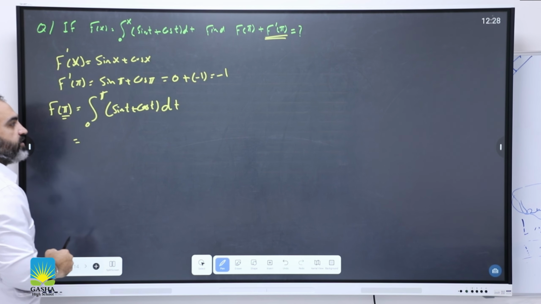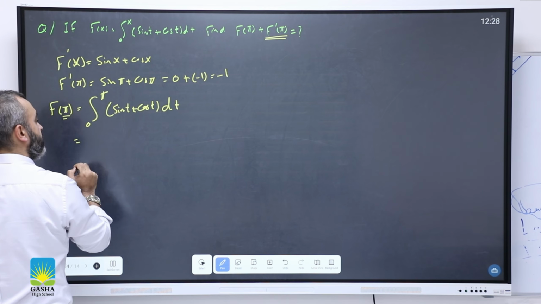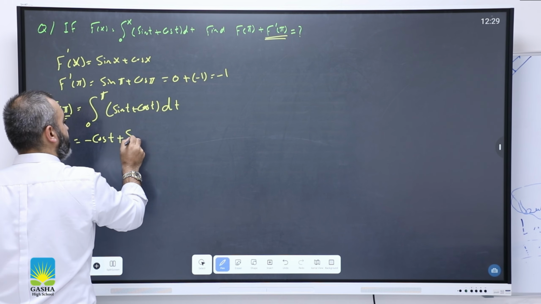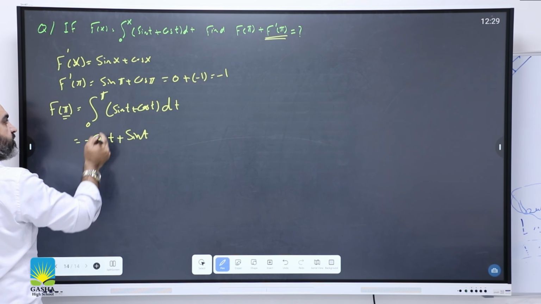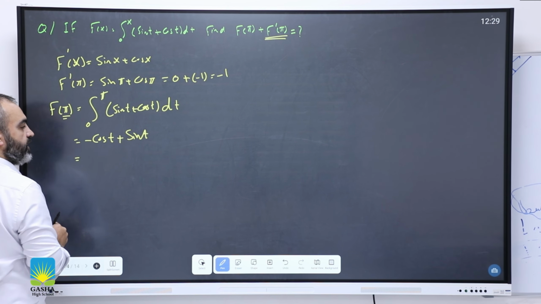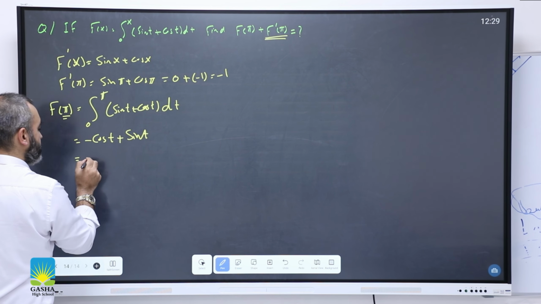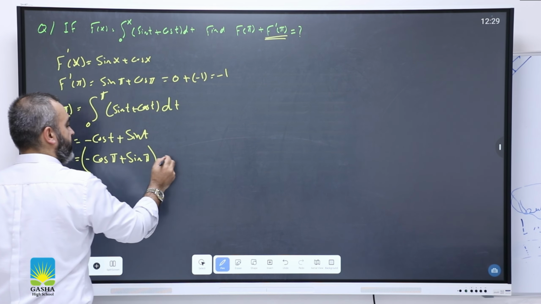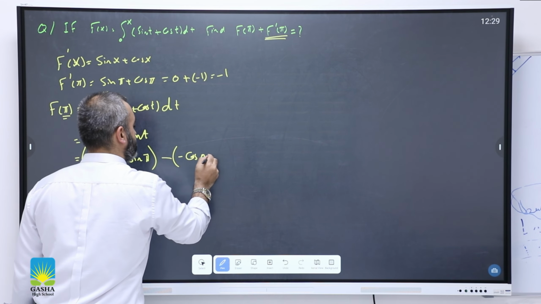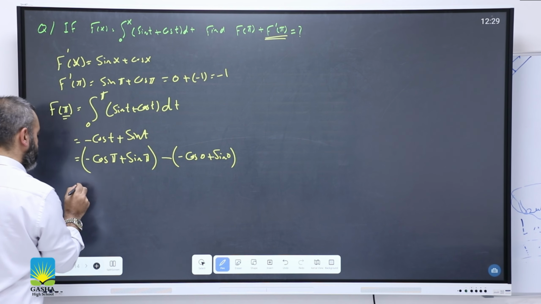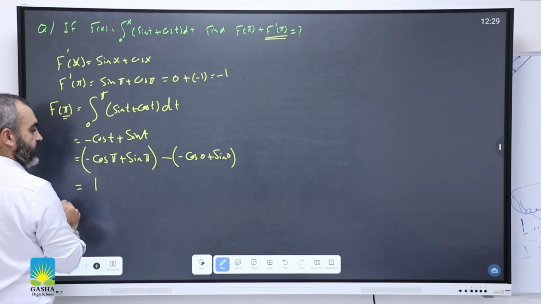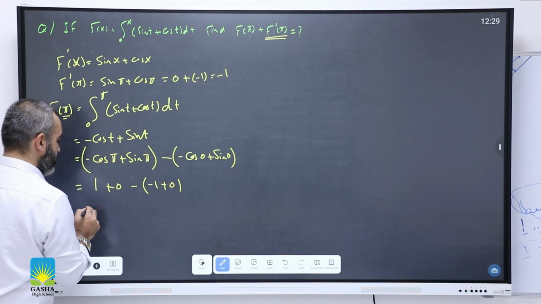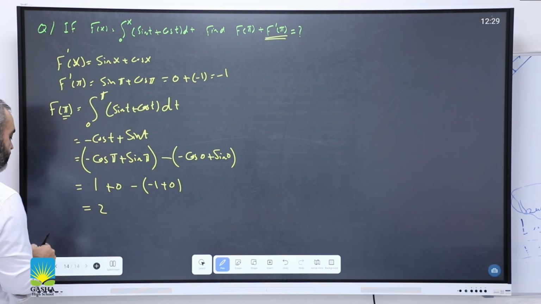So what is the integral for this? Sine t becomes negative cosine t, plus cosine t becomes sine t. And we substitute pi and 0 in place of t. So negative cosine pi plus sine pi, minus negative cosine 0 plus sine 0. What about this? It is 1 plus 0 minus, this is negative 1 plus 0. So it is 2.